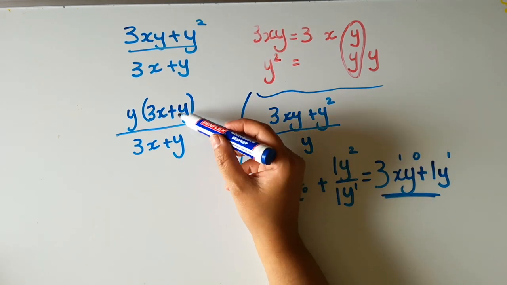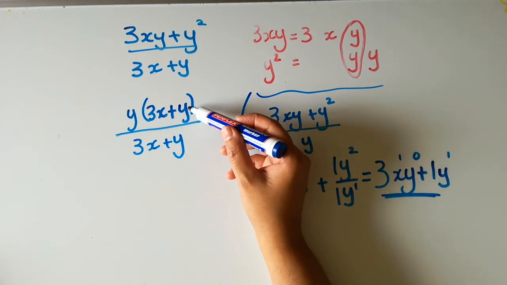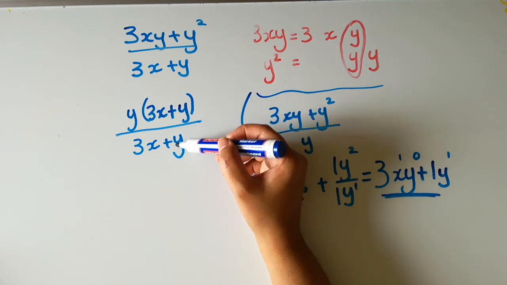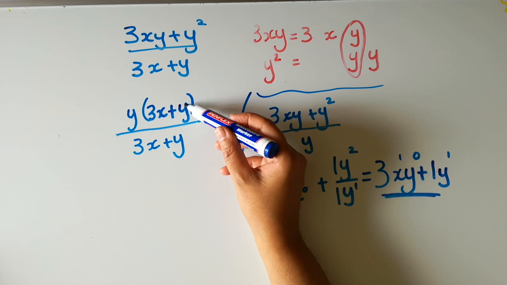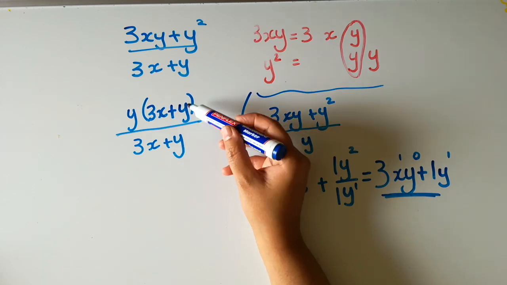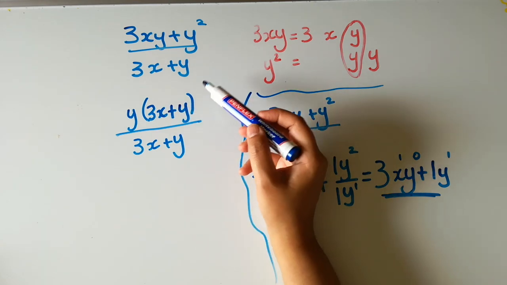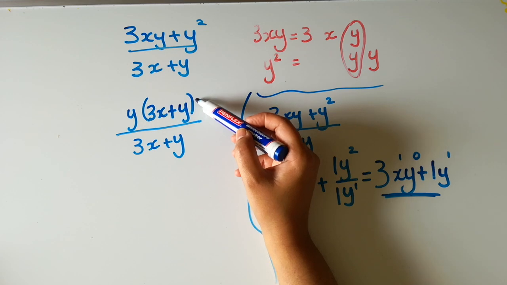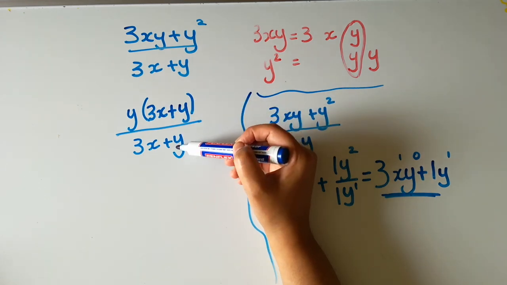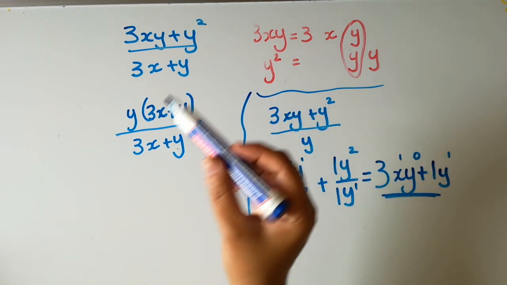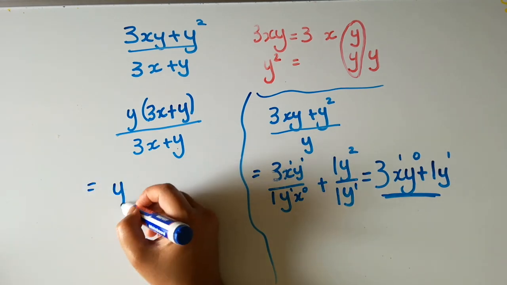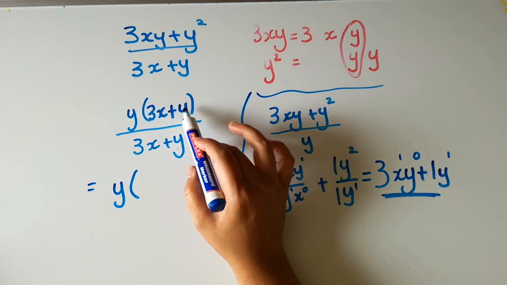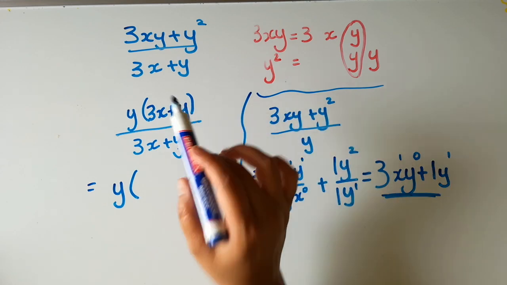Now, what we can see here is we have something on the top and the bottom that is the same. It's common. So what we do is we divide the top and the bottom by this expression. So we'll divide the top by 3x plus y. We'll divide the bottom by 3x plus y. So we'll end up with y into 3x plus y divided by 3x plus y.